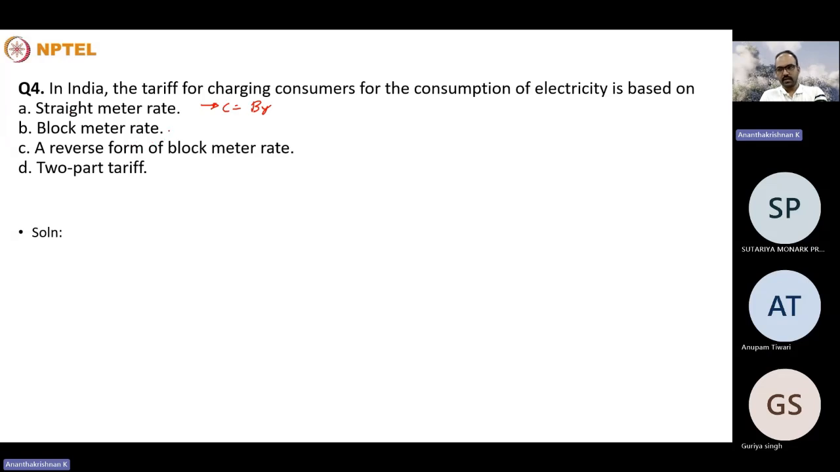Block meter rate consists of different intervals. Maybe consider three blocks. The initial block will have one rate, the next will have a slightly different rate, and the remaining will be at an altogether different rate. And then there is a reverse form of block meter rate.